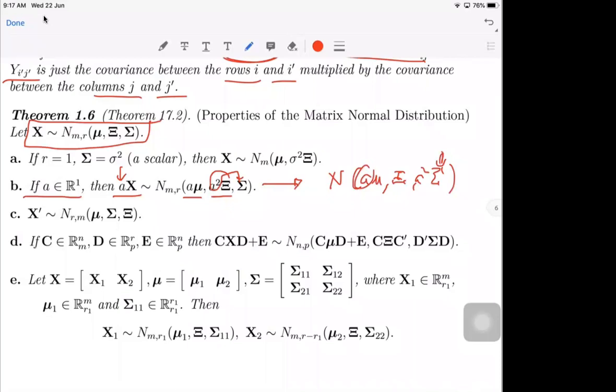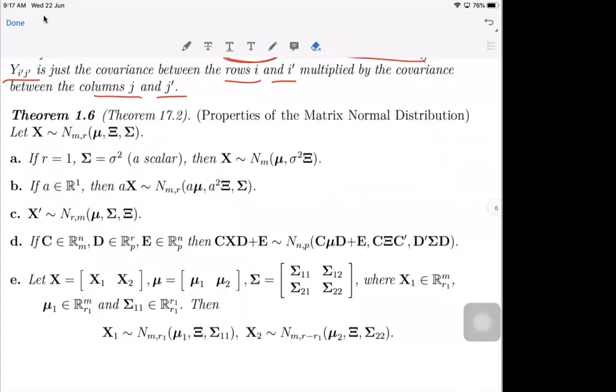And then if you get the transpose of this, still normally distributed, but your dimension changes because the dimension of X is M by R. When it is X prime, it is already R by M. And the sigma and the psi will be interchanged, no? Because the rows here will become the columns, and the columns here will become the rows.